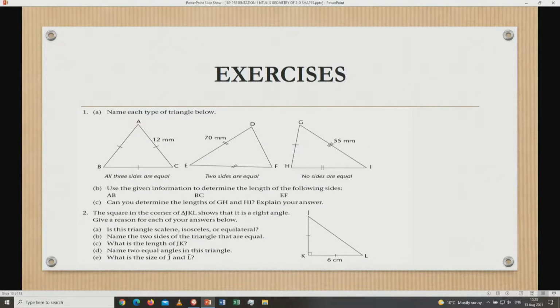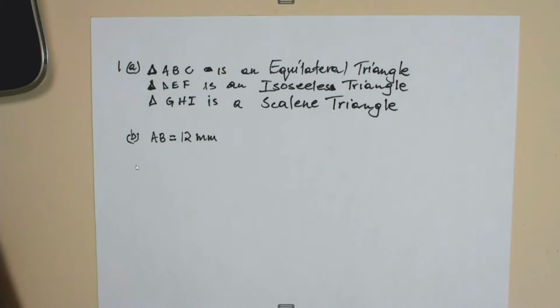Now, number B of this question says to us, use the given information to determine the length of the following sides. AB will be equal to how much? Which is AB? This line from A to B. Remember, guys, all sides of this triangle are equal. So if there is 12 millimeters here, there will also be 12 millimeters there. So AB will equal 12 millimeters.